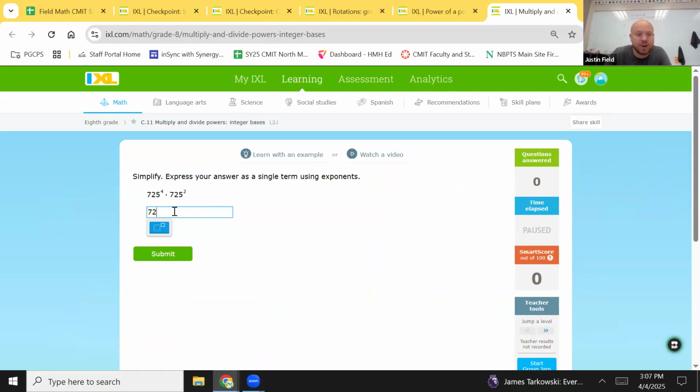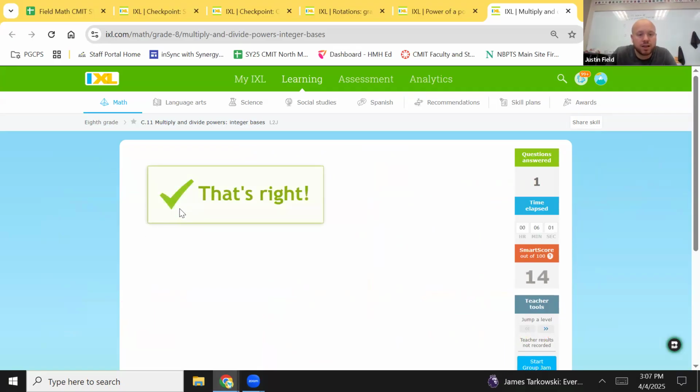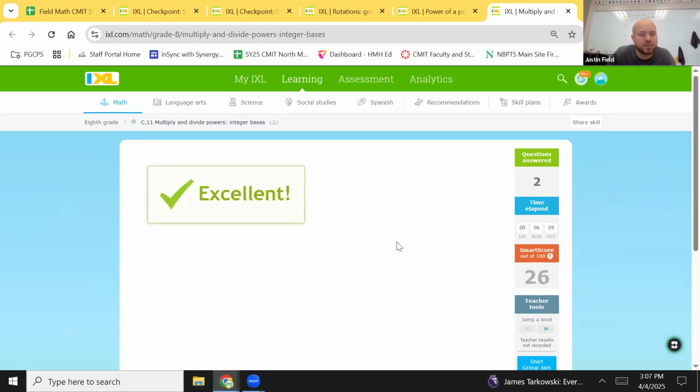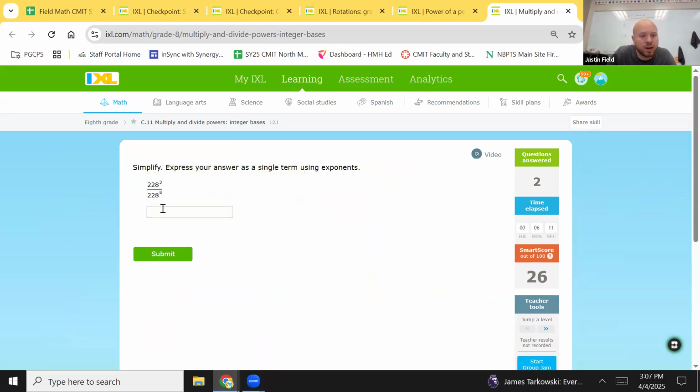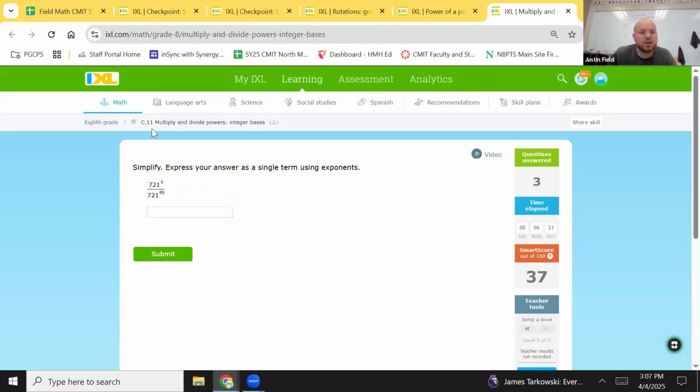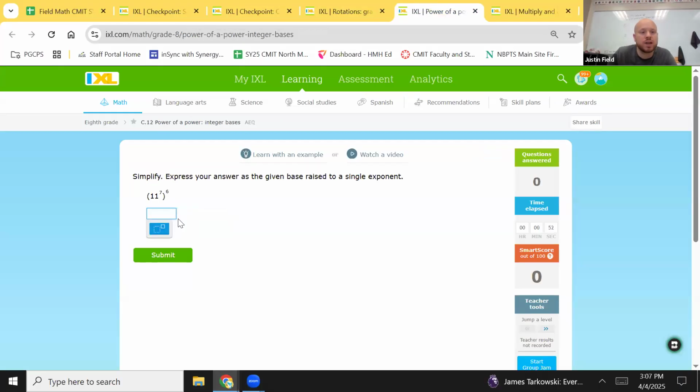This is 7 to the 6th power. That's right. Okay, this is 6 to the 6 plus 6, 12th power. And now here we're going to subtract. 3 minus 8 is negative 5. All right, so go for it. Try that one. Now here we do power to a power.